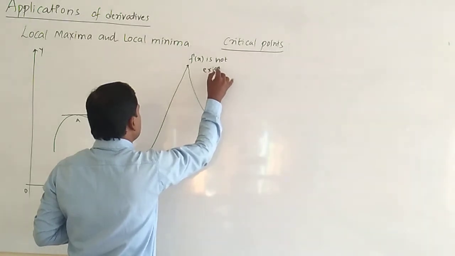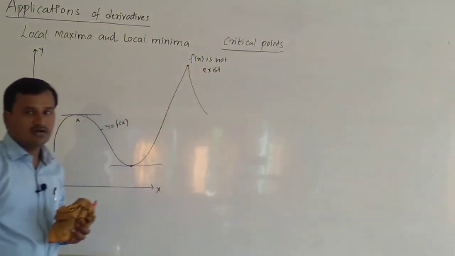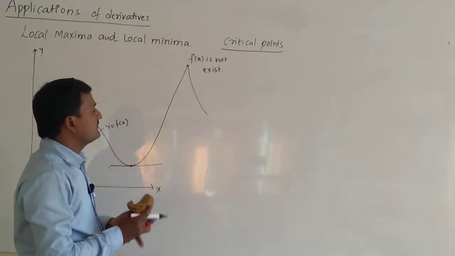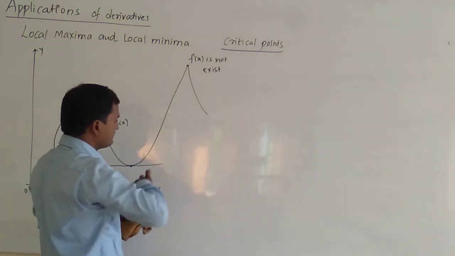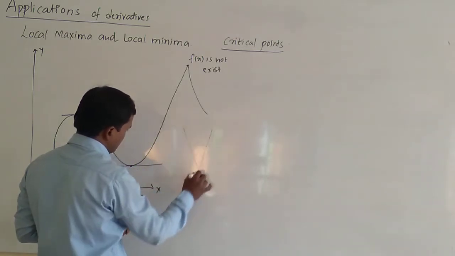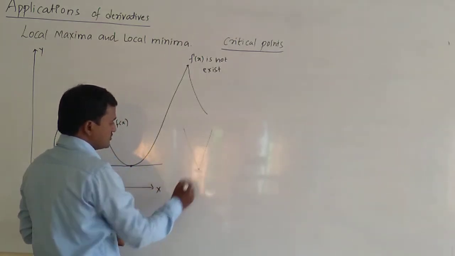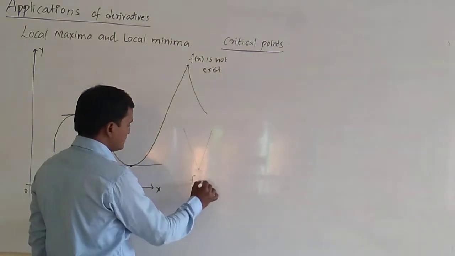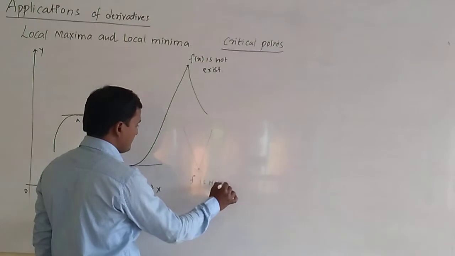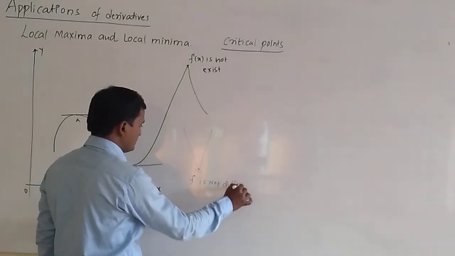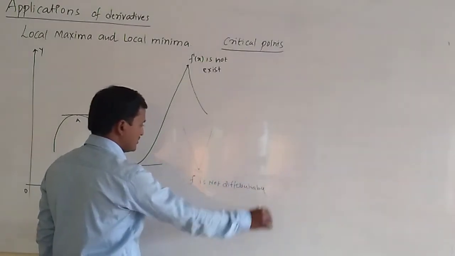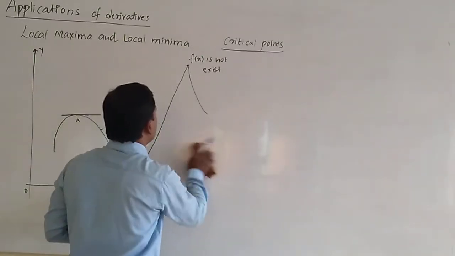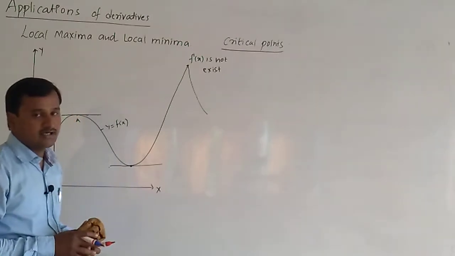It means that at this point we are not going to draw a tangent. If it is an edge-shaped graph, at that point it is not possible to draw a tangent. So in this case f is not differentiable. Hence I have not drawn the tangent.